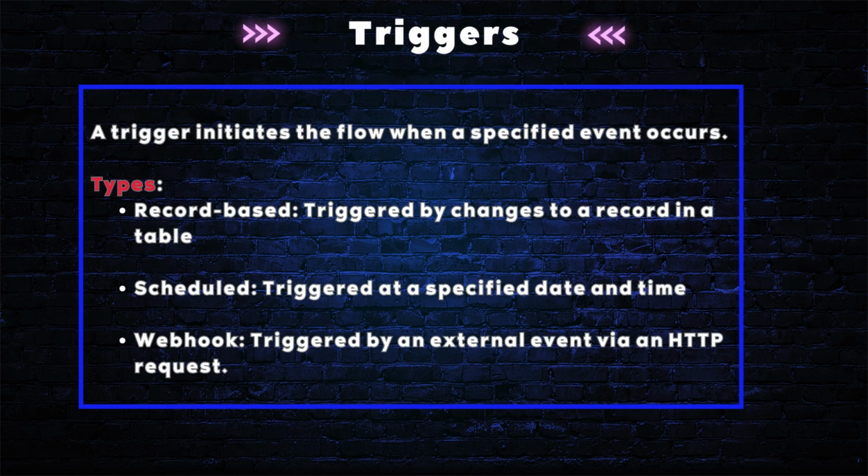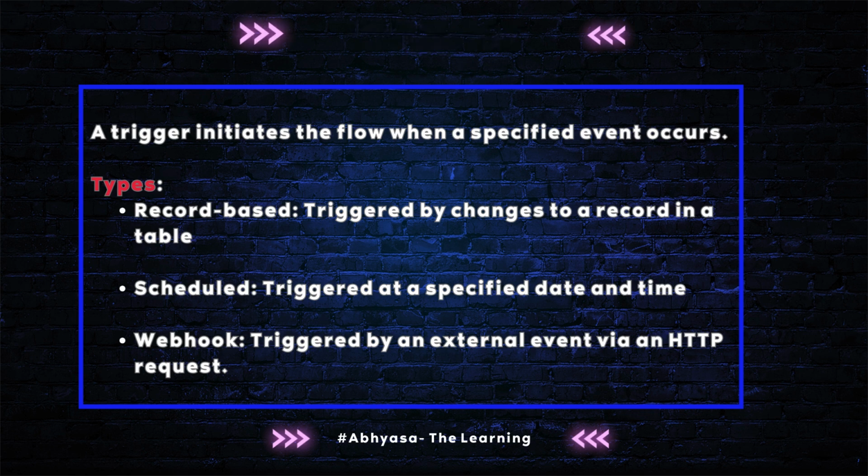Triggers. A trigger initiates the flow when a specified event occurs. Types: record-based, triggered by changes to a record in a table. Scheduled, triggered at a specified date and time. Webhook, triggered by an external event via an HTTP request.